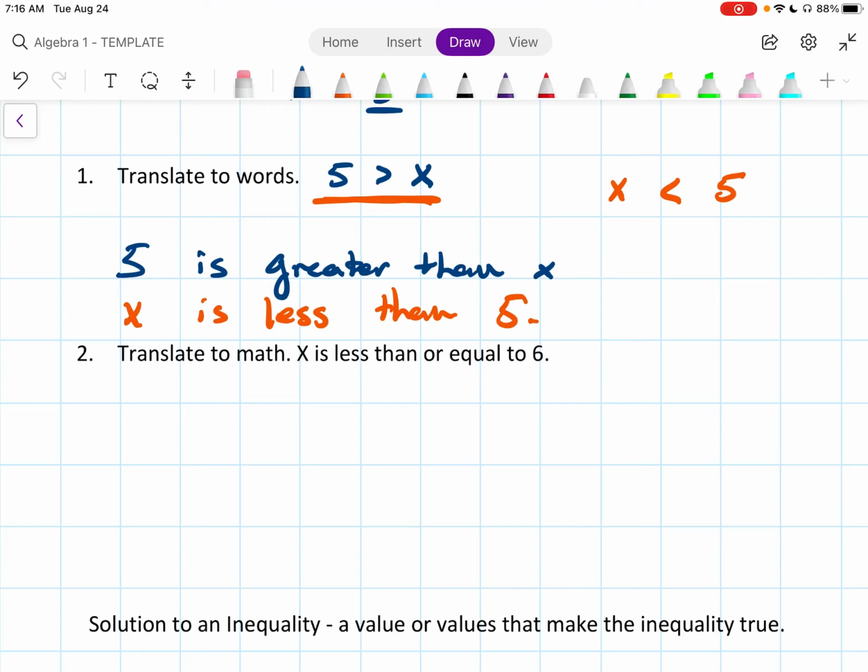Number 2, translate into math. X is less than or equal to, so we're going to need that line, 6. So x is less than or equal to 6. All right, it's that easy.